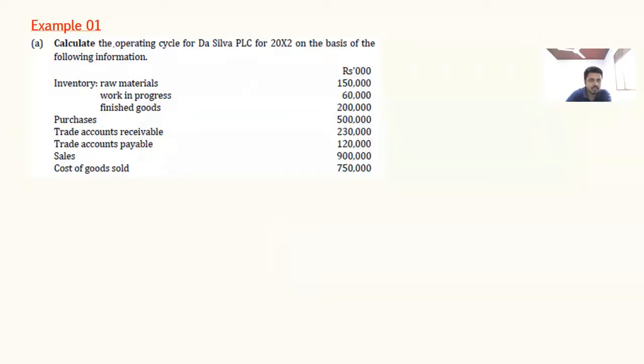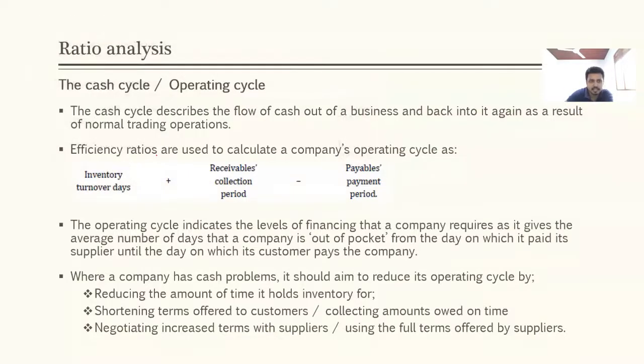You need to compute what? Operating cycle. How to get the operating cycle? Here, see, cash cycle or operating cycle. How can we find that? Inventory turnover period plus receivables collection period minus payables payment period.